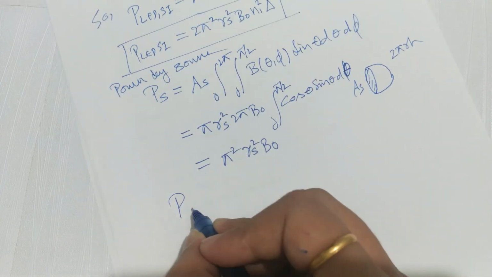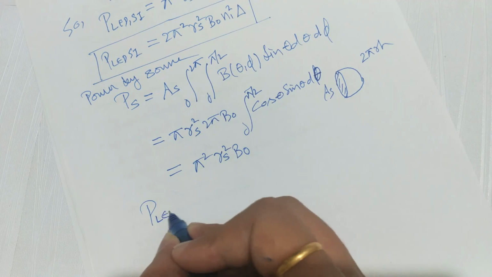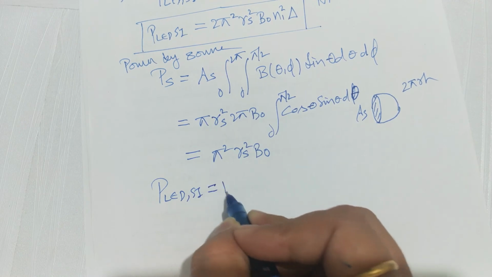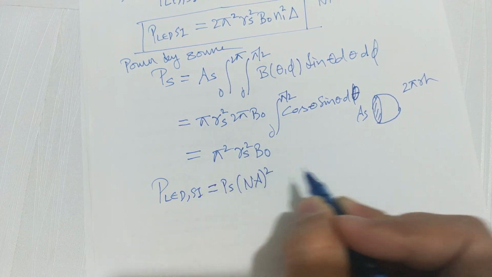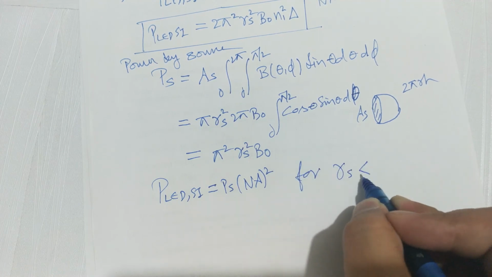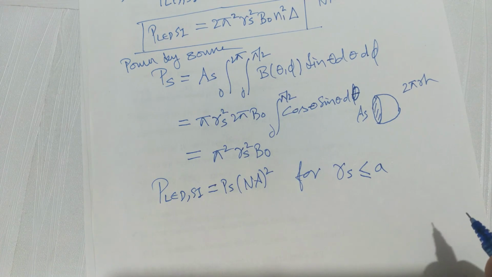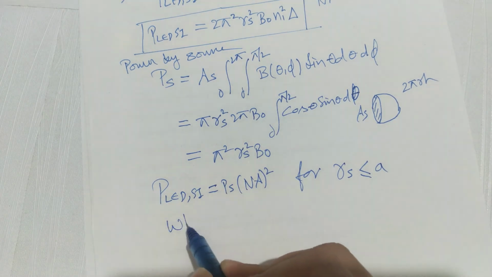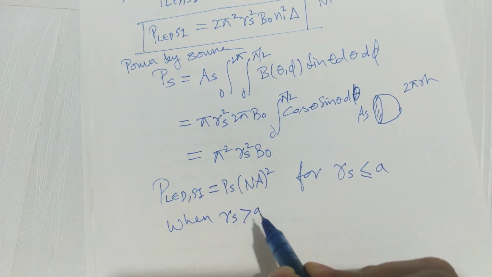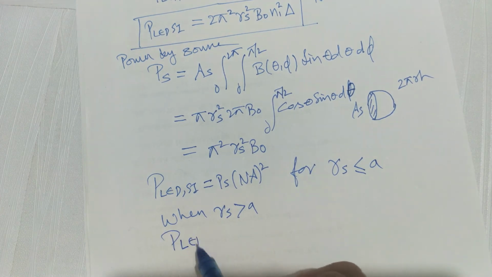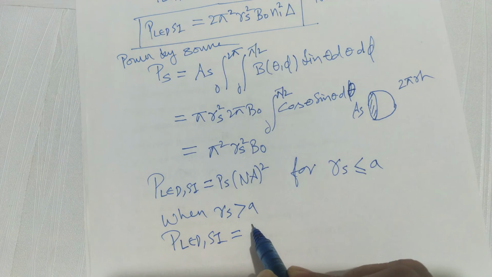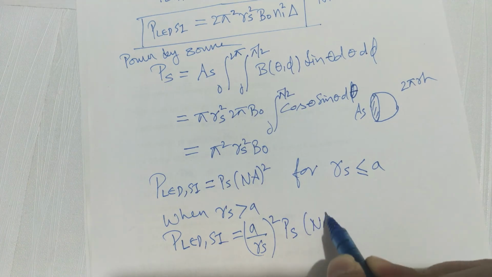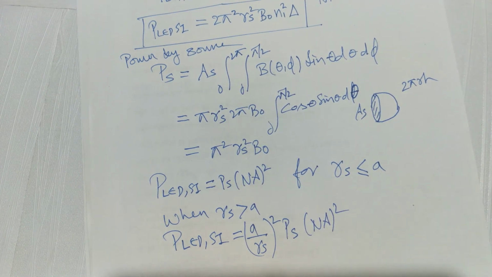So the power for an LED coupled to a step index fiber is P_s times NA square for R_s less than or equal to A. Here R_s is the radius of the source and A is the radius of the core. When R_s is greater than A, then the coupled power can be written as A by R_s whole square times P_s.